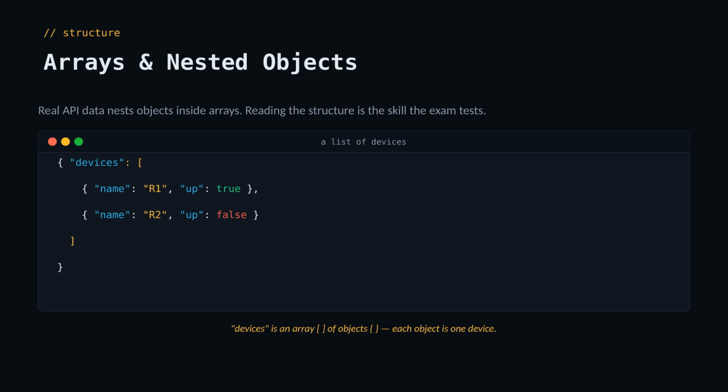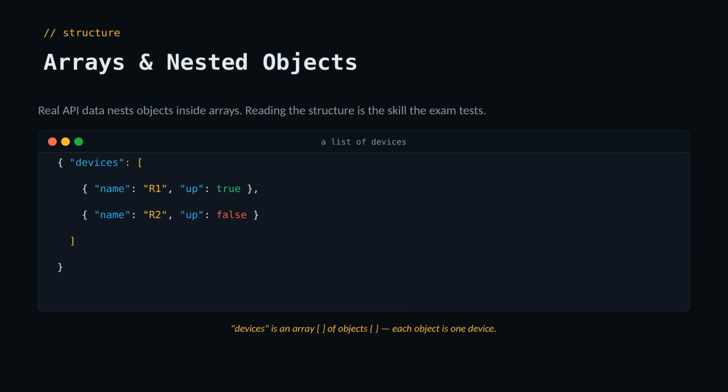In the real world, those pieces almost always show up combined. Look at this response. The top level is an object with one key, devices, and its value is an array. Inside that array sit 2 more objects, each describing a single router with its name and status. So you're reading from the outside in: object, then array, then objects again. That pattern, a list of things, where each thing is itself a structured record, is exactly what the exam expects you to recognize.